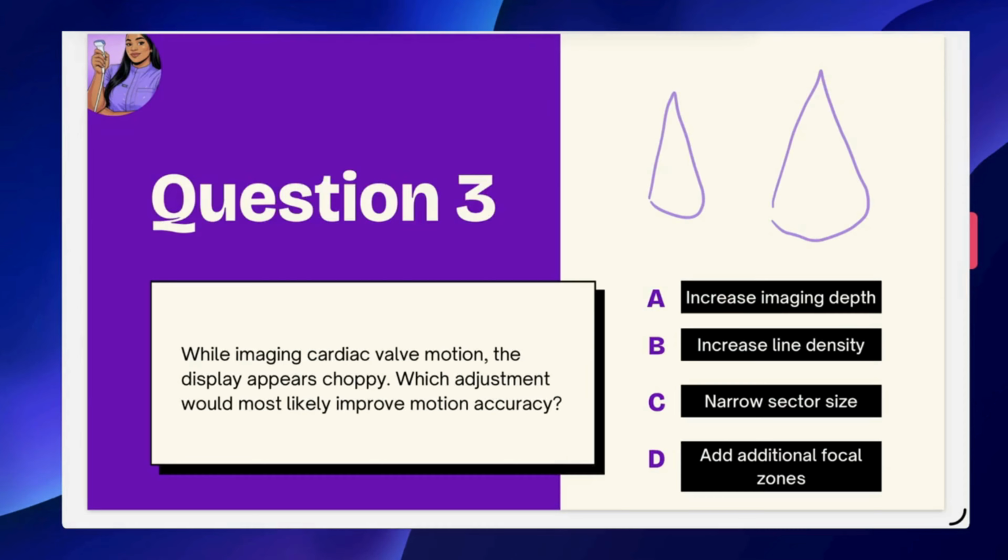So if the question is asking which adjustment would most likely improve motion accuracy, then narrowing the sector size definitely makes the most sense. So it sounds like C is the right choice, but I always like to go through every option to make sure. D says to add additional focal zones. Remember we just talked about that too. If we're adding more focal zones, the system has to send out additional pulses for each focal zone. That's putting more work again on the system. Exactly, good job. That would worsen it for D. So the only option that makes sense at this point is to narrow the sector size.